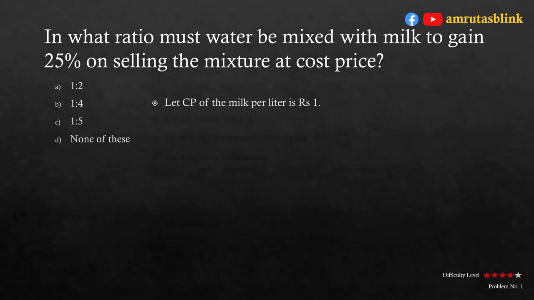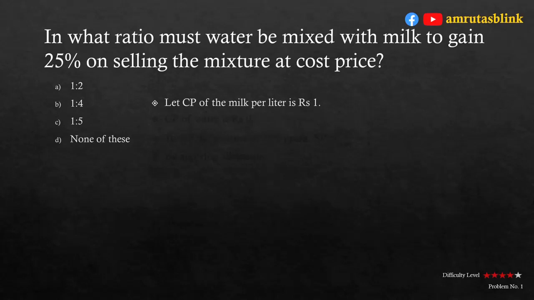Now, in this problem, cost price of milk is not given and even selling price is not asked. We just need to calculate the ratio, and what is given is that we need to earn 25% profit on cost price. So suppose your cost price is 100, then you need to sell the mixture at rupees 125 so that you will earn 25% profit on your cost price.